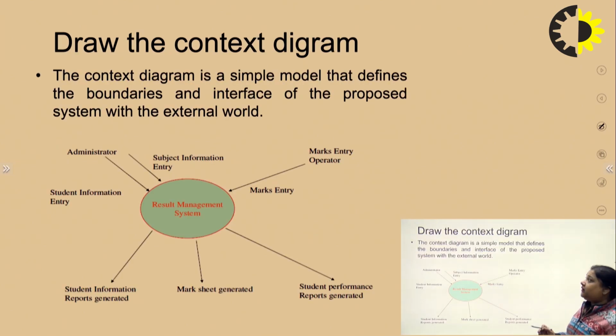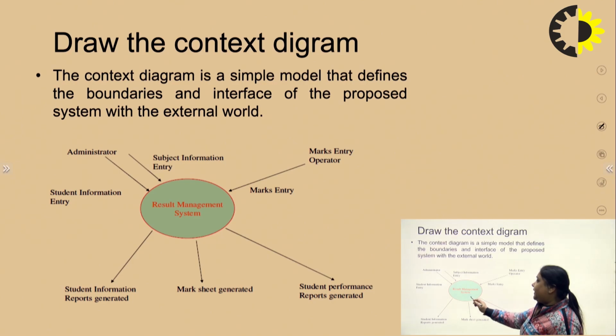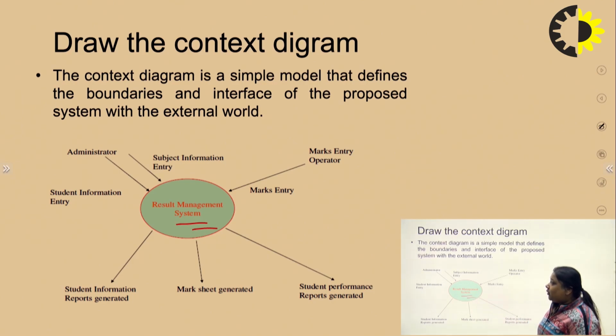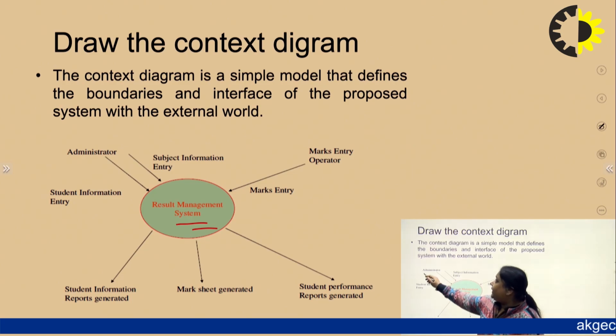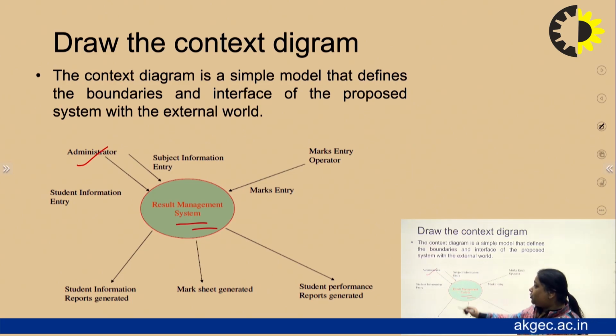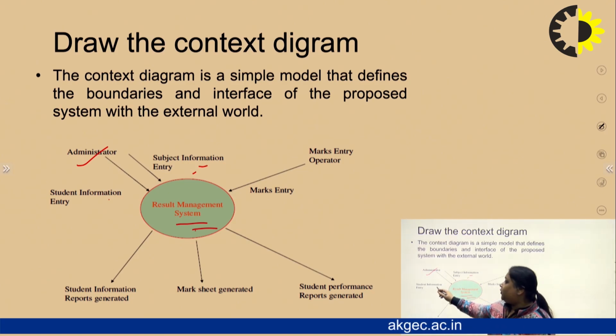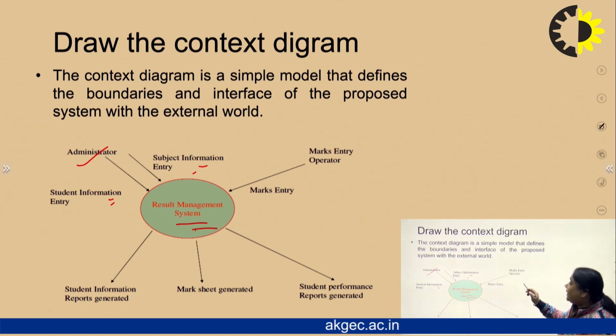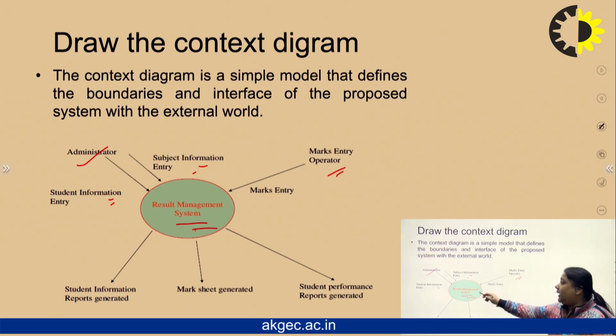So first is to draw the context diagram. It is a simple model that defines the boundaries and interface of the proposed system in the context of the external world, how these work. We are taking the example of a result management system. When we talk about the result management system, there is an entity, the administrator, who is going to have the result management system. Subject information entry he can do, student information entry he can do, and the marks entry operator can do the marks entry in the system.